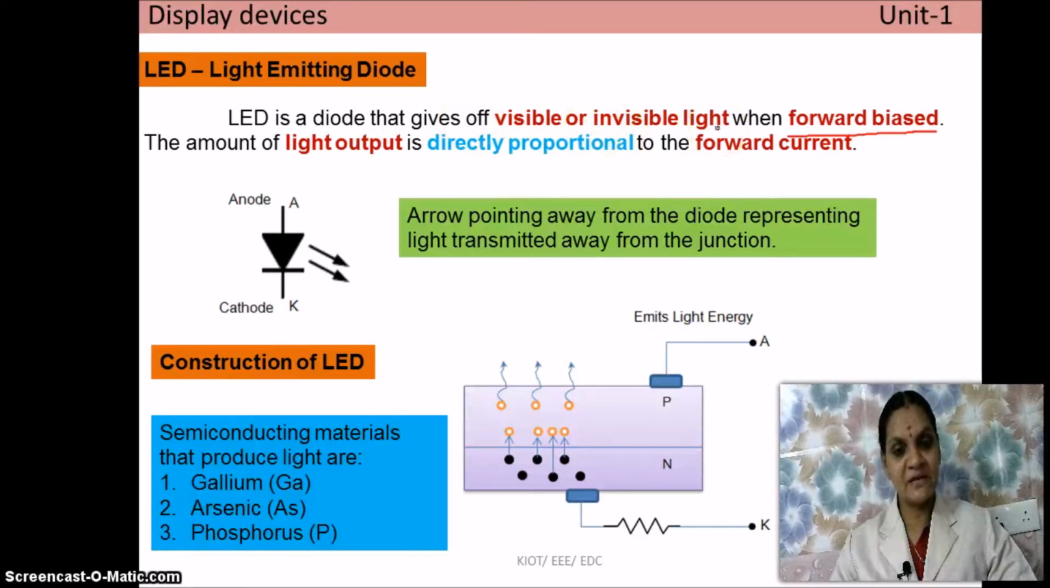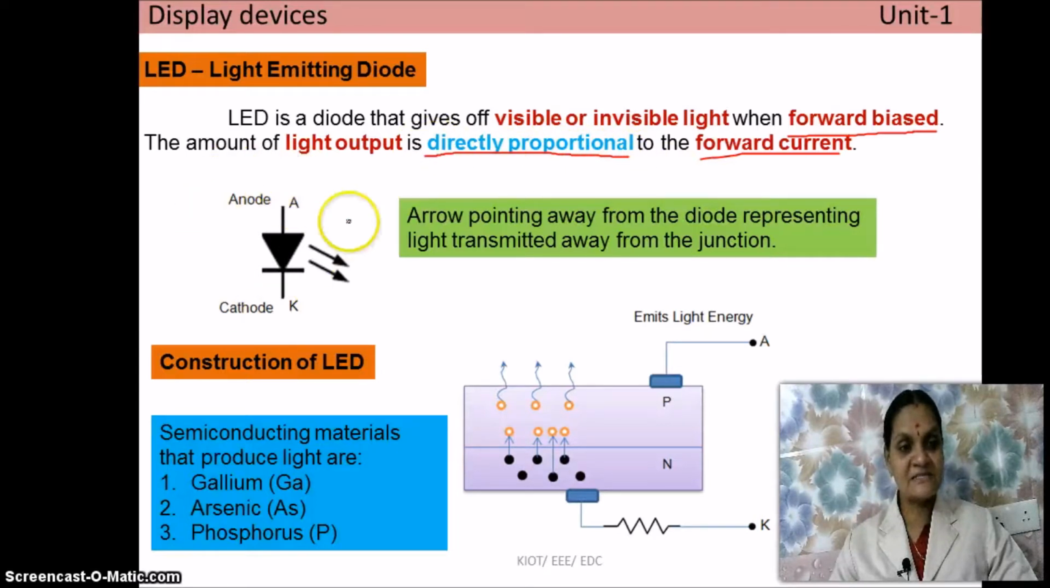Invisible light means it can emit IR radiations also. The amount of light output is directly proportional to the forward current. How much will be the current flowing through the LED? Based on that, the light output will be there. If current flow increases, light output also increases. If current flow decreases, light output decreases. That is the meaning of directly proportional.